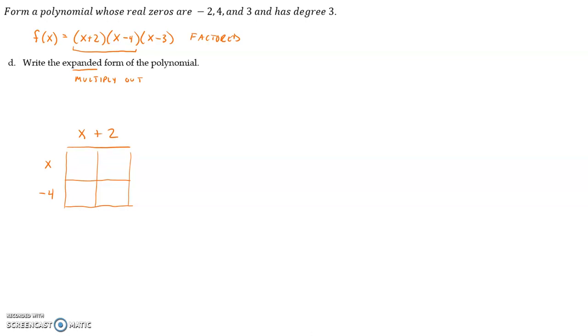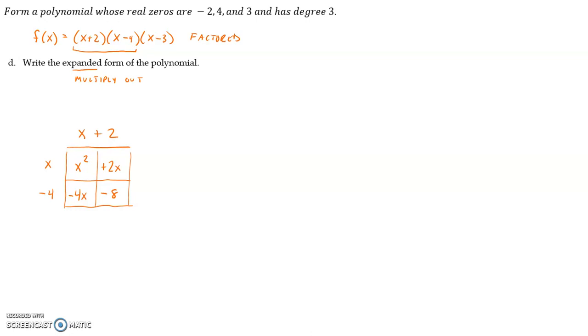X times x is going to give me x squared. X times a positive 2 is going to give me a positive 2x. And then for my second row here, I'm going to take the negative 4 and multiply it by each thing that I had up on top. So negative 4 times x will give me a negative 4x. And negative 4 times a positive 2 will give me a negative 8.